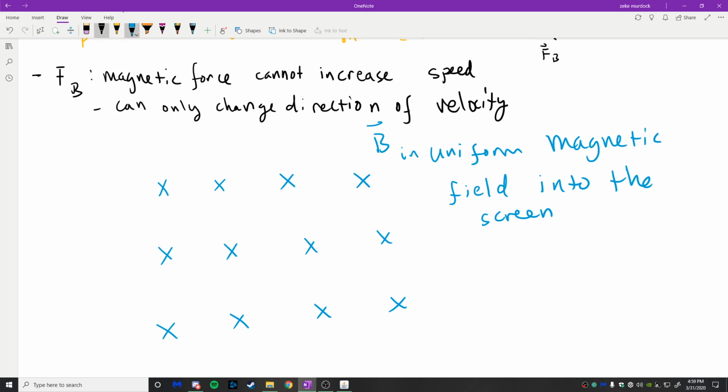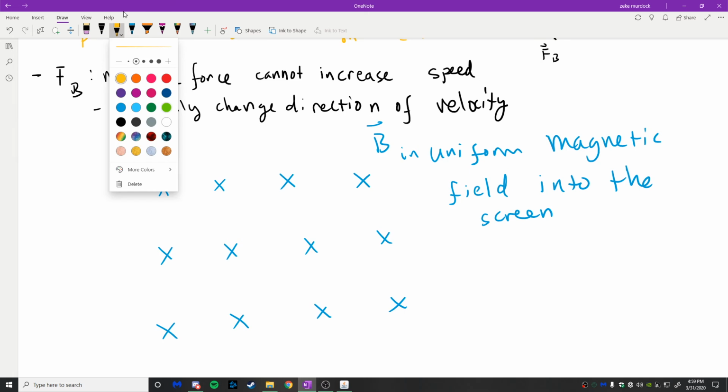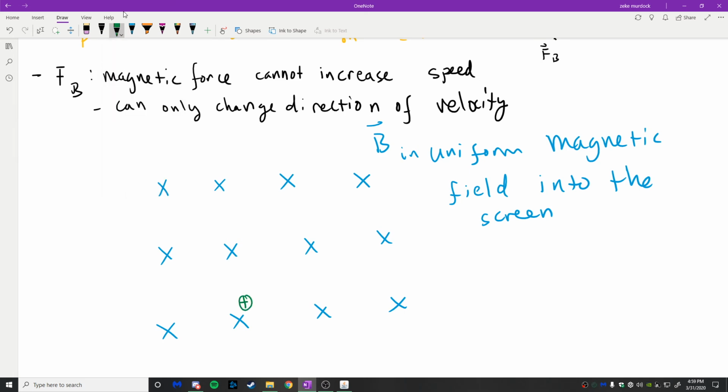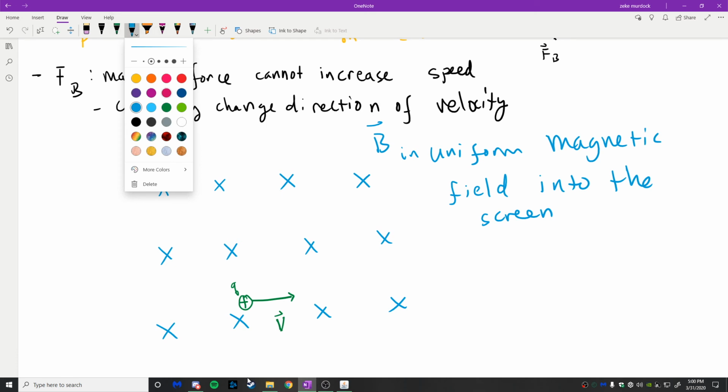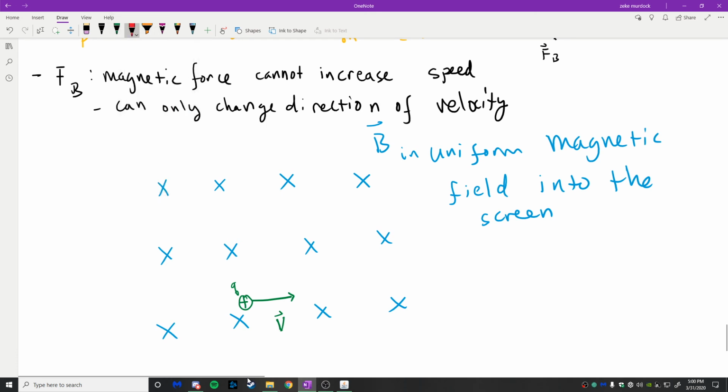And now let's say I have a particle. And we'll use a positively charged particle. So take a positive particle right here. And I give it a velocity vector that points this way. What's the direction of the magnetic force on this object? Is it up or down? Up, yeah. So on this particle, we're going to feel a force that's this way.